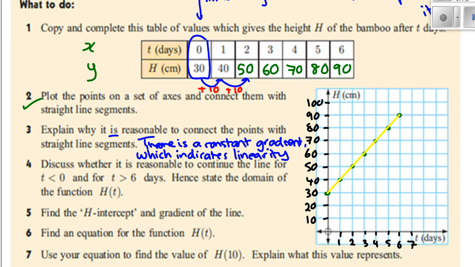Question 4. Discuss whether it is reasonable to continue the line for t less than 0, and for times greater than 6. Hence state the domain of the function.